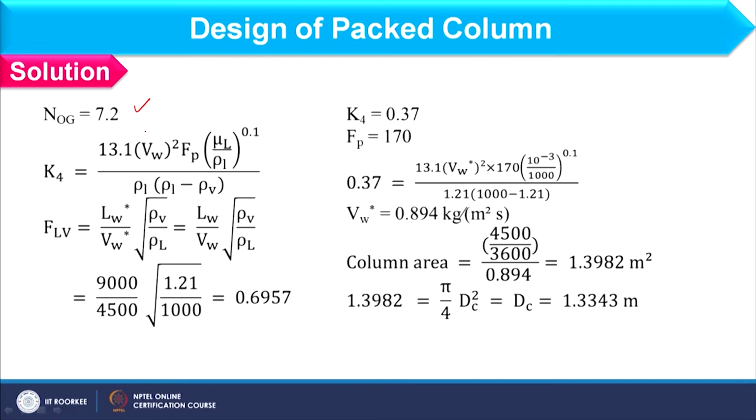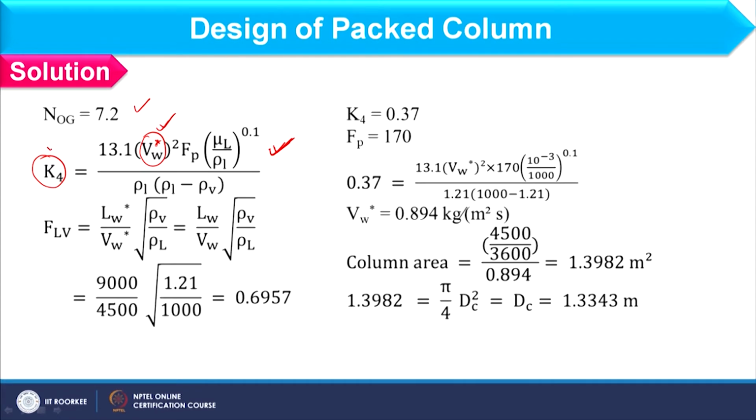As far as the diameter of the column is concerned, this is the expression, and based on that we can calculate VW star, and here it should be star because it is a per unit area value, right. So, we have to find out the K4 value first, okay, and then we can find out VW star.